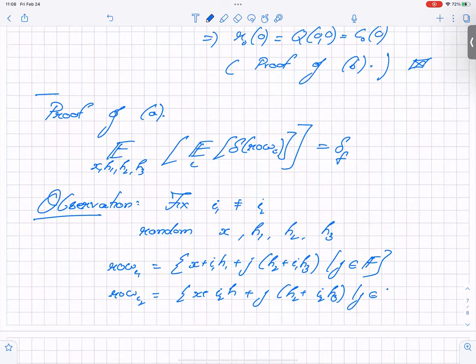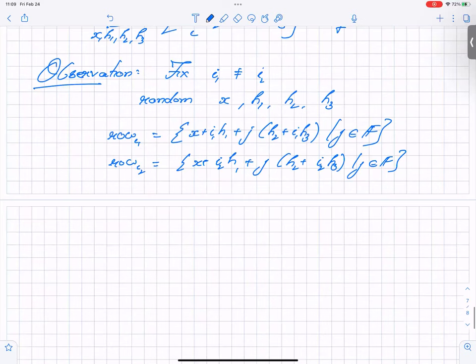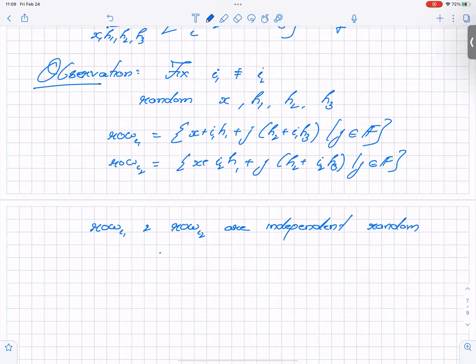So fix I1 and I2. x, h1, h2, h3 are four random objects. I want to claim that this is a random line ranging over x, h1, h2, h3. I want to claim that rho I1 and rho I2 are basically two independent random lines. The observation is that rho I1 and rho I2 are independent random lines, and the randomness is coming from the choice of the random x, h1, h2, h3.